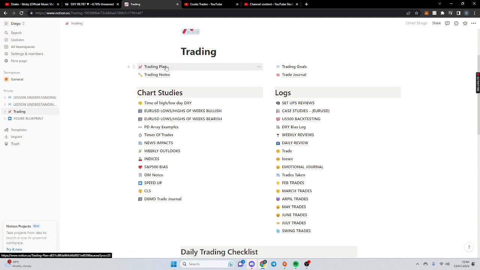In here I have my trading plan. I keep it written on a document. I won't click into it, but it's good to have a document where you write down your trading plan, your rules, when to trade, when not to trade, your risk management plan, everything. And here are my trading goals, things I want to achieve. Here is my trade journal. I don't use this one, I have other trade journals.